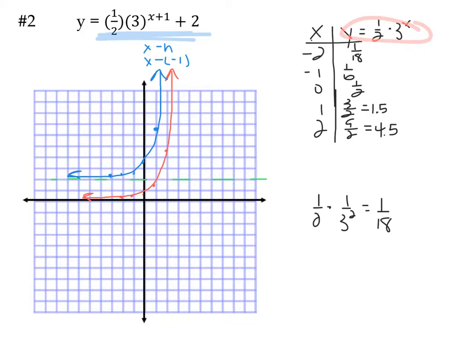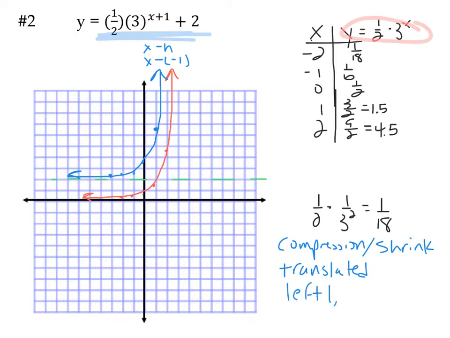All right, and then we want to describe it. So the description, that 1/2 is a compression or a shrink, okay? Because it's something between 0 and 1. When it was bigger than 1, it stretched the graph out. Now it's compressing the graph, okay? And then it's translated left 1, up 2. There's our description. Okay, so I want to be able to describe what that translation is that we're seeing, the transformations.